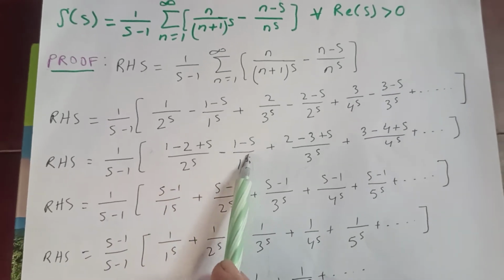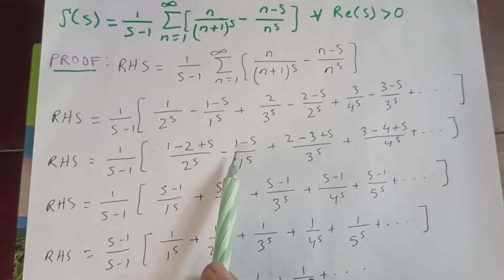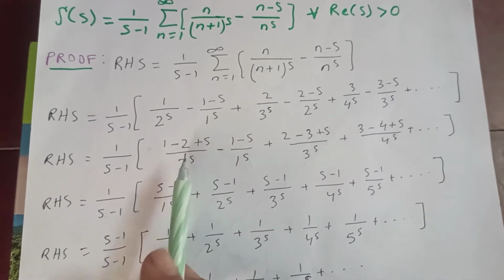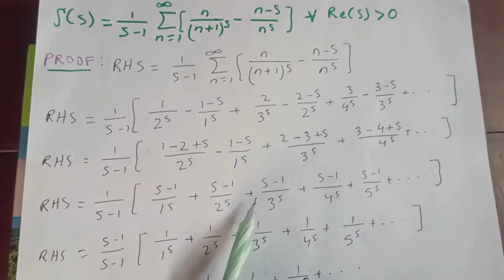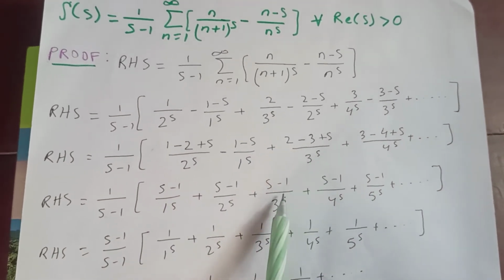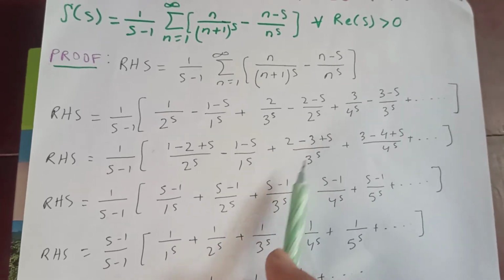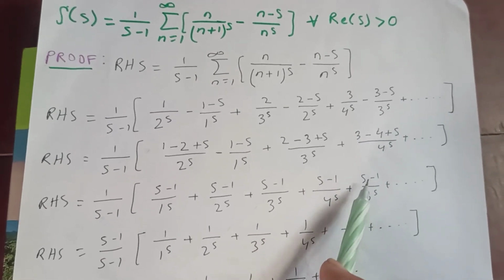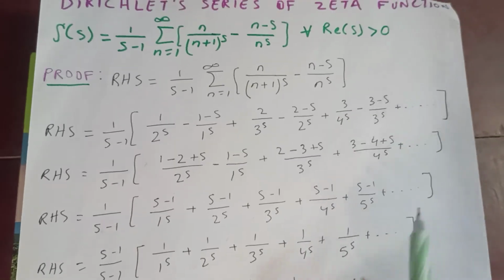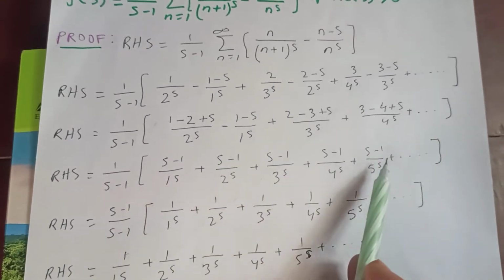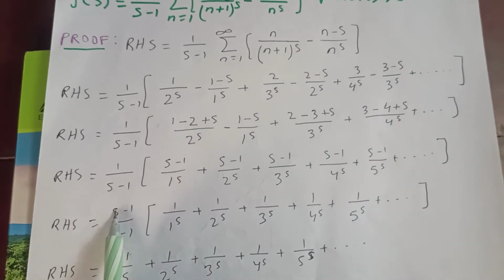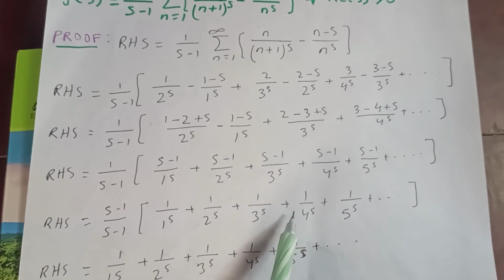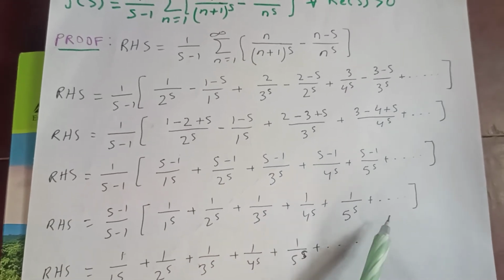So let me write this first. Taking minus common here, I mean s minus 1 upon 1 to the s plus, if you subtract this, 1 minus 2 is minus 1, so s minus 1 upon 2 to the s plus; similarly here also, 2 minus 3 is minus 1, so s minus 1 upon 3 to the s plus s minus 1 upon 4 to the s plus s minus 1 upon 5 to the s plus and so on. Now since s minus 1 is common in all these terms, taking it out, s minus 1 upon s minus 1, times 1 over 1 to the s plus 1 over 2 to the s plus 1 over 3 to the s plus 1 over 4 to the s plus 1 over 5 to the s plus and so on.